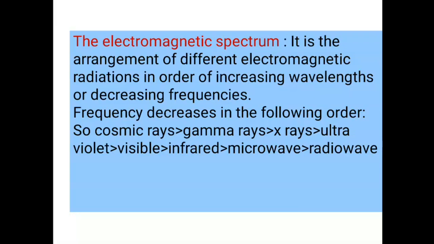We have already discussed spectrum in our class 10, but there we have read only about the visible spectrum. Visible spectrum means VIBGYOR. Visible spectrum has got a range of 3.8 into 10 raised to power minus 7 meters to 7.6 into 10 raised to power minus 7 meter wavelength, or their frequency range is 7.89 into 10 raised to power 14 to 3.85 into 10 raised to power 14.